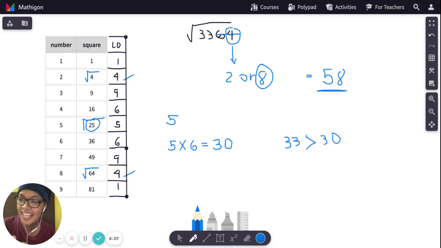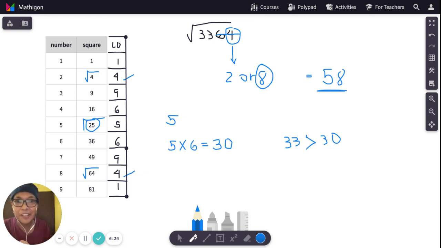So, let's try and check using, of course, our calculator. So, square root of 3364, okay, I'm pressing it, is equal to, okay, so square root of 3364 is 58.